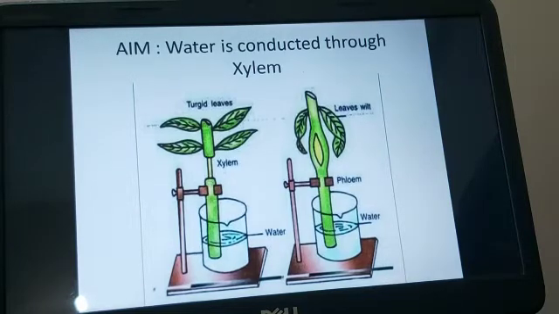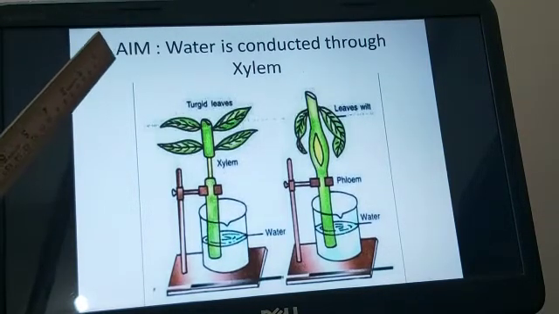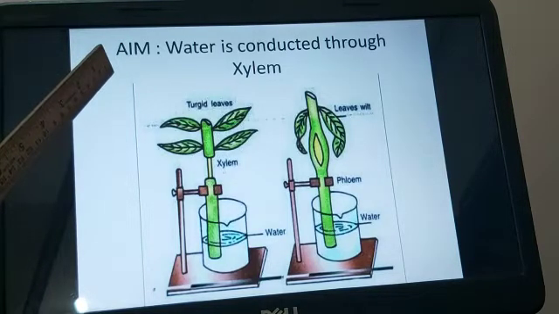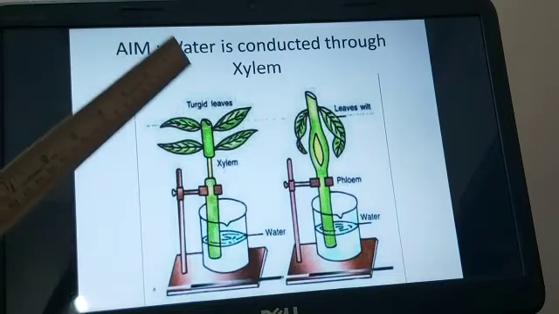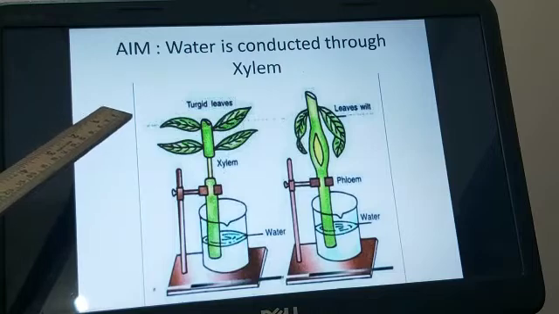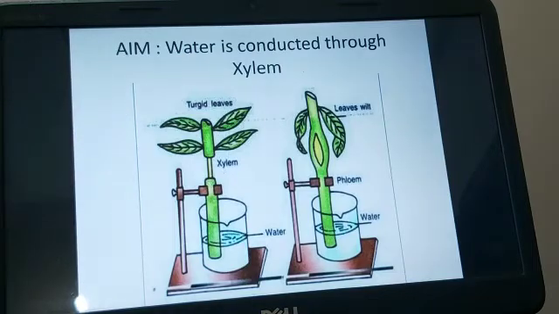Now let us move on to the next experiment, and the aim of the experiment is that the water is conducted through xylem vessel. Now here children, you can see this experiment here. Now before I start this experiment, let me just tell you the location of xylem vessel and phloem vessel.